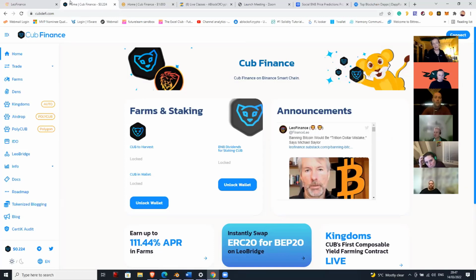So he set up Cub Finance. And Cub Finance is on the Binance Smart Chain. So he has now evolved onto a new chain. And by moving onto the Binance Smart Chain, he needed to build a bridge from Hive to Binance. And what you could then do is actually stake Leo in one of his farms and earn rewards on it.